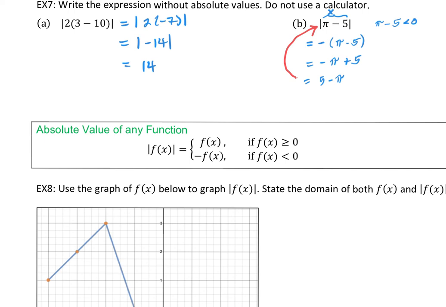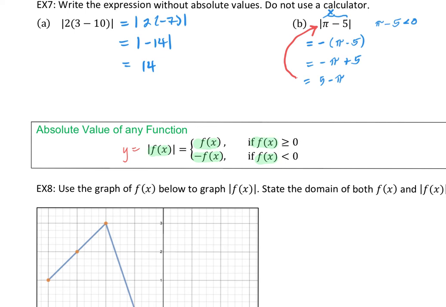if f of x is greater than or equal to 0, right? So again, I'm just replacing x with f of x everywhere. And negative f of x if f of x is less than 0. And recall that our f of x is simply our y value. So if we take the absolute value of the function, these are y values. Remember, absolute value makes everything 0 or positive.